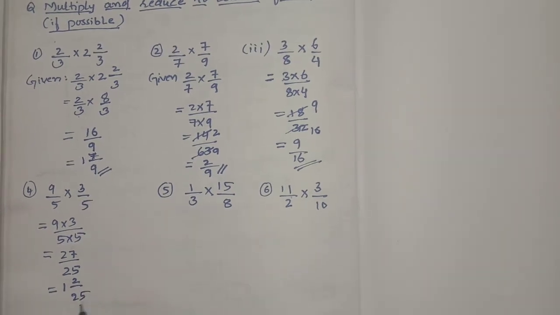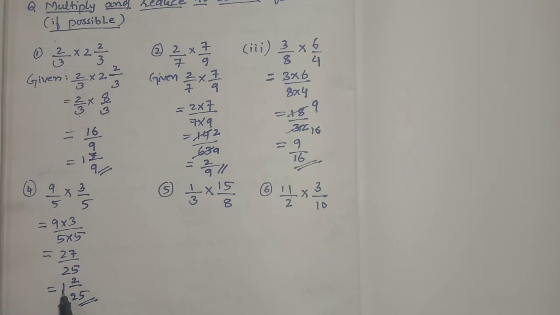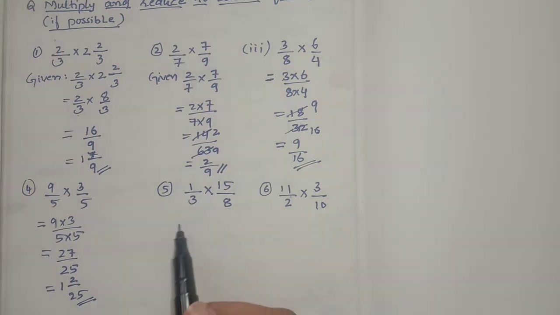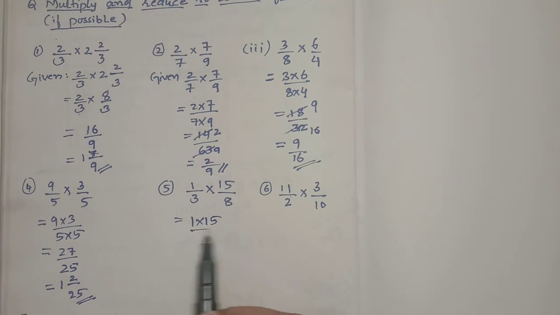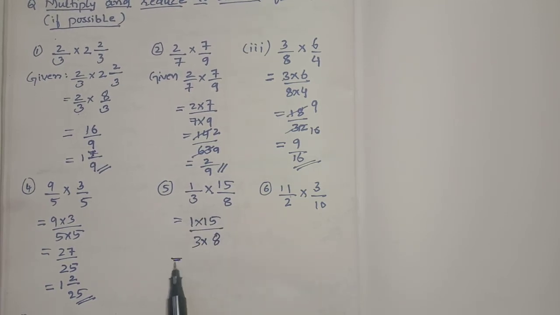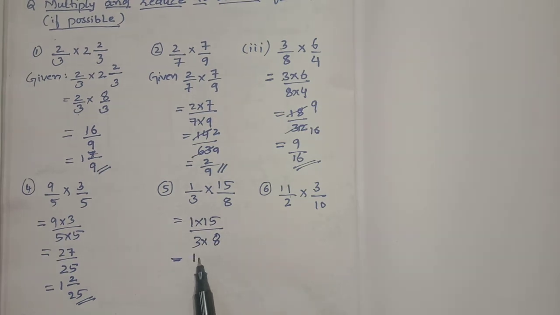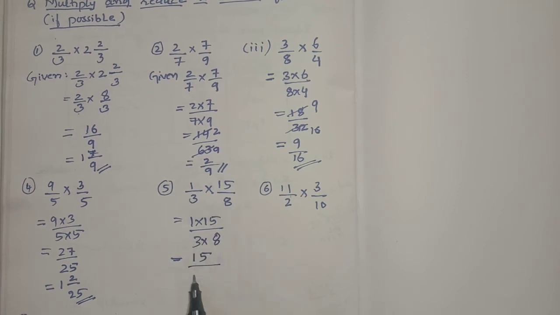This is our answer, student. 25 ones are 25 plus 2, 27 divided by 25. Again 1 into 15, numerator into numerator, denominator into denominator. Then 1 into 15 is 15. Keep in mind, anything into 1 is anything, or 1 into anything is anything. Divided by 3 8s are 24.